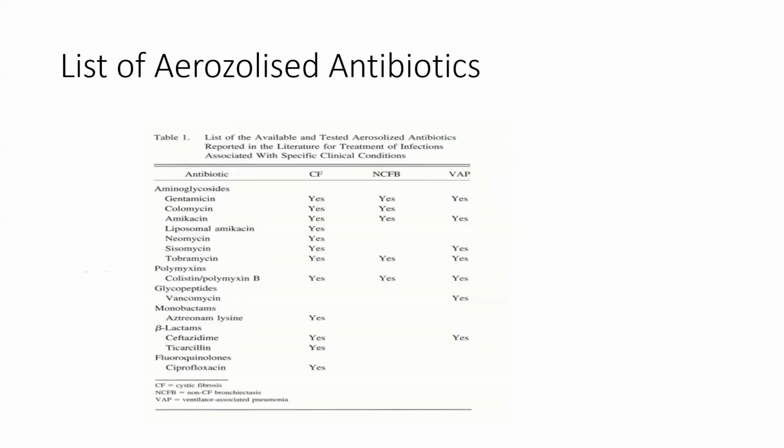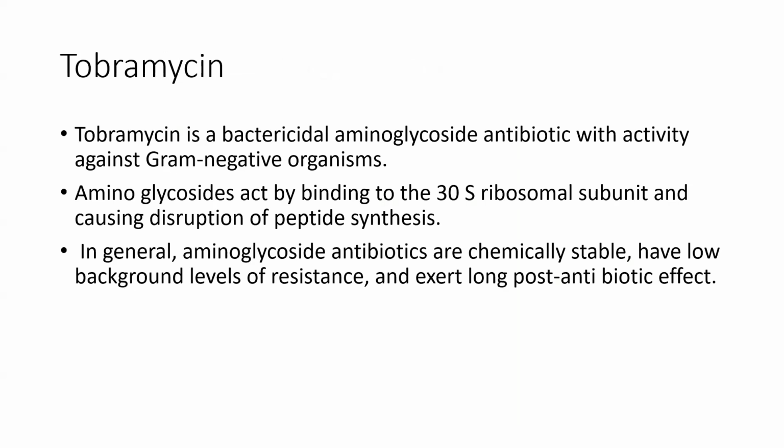So this is the list of aerosolized antibiotics. These are aminoglycosides, which include gentamicin, colomycin, amikacin, liposomal amikacin, neomycin, sisomicin, tobramycin. Then polymyxin, which includes colistin and polymyxin B. Then glycopeptide, which includes vancomycin. Then aztreonam. Then ceftazidime, ticarcillin. And then ciprofloxacin. So first we will discuss tobramycin.